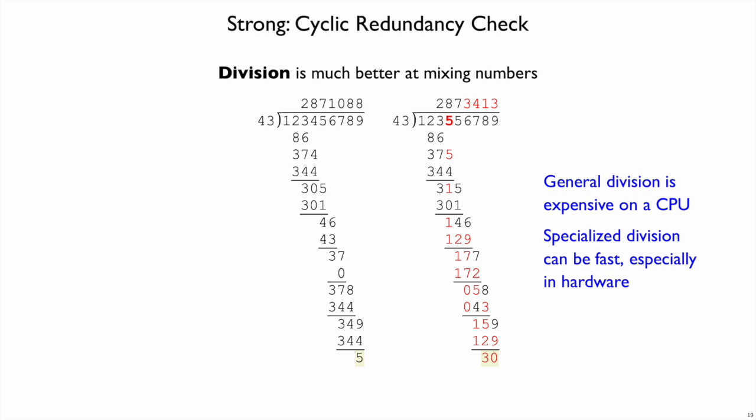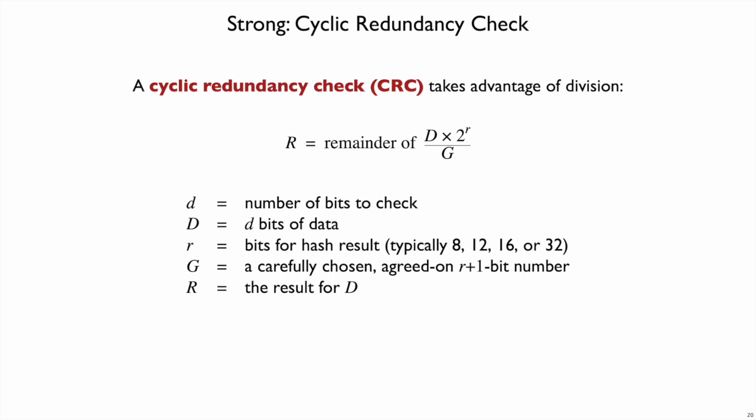Just like long division is kind of painful for people, the division operator is also, in general, expensive on your CPU. But if we pick our numbers just right, we can make a specialized division that is easy to make fast, especially if we're making custom hardware like an Ethernet card. This is the idea behind a cyclic redundancy check. So the formula that we use involves a division. We take the bits that we wanted to check.